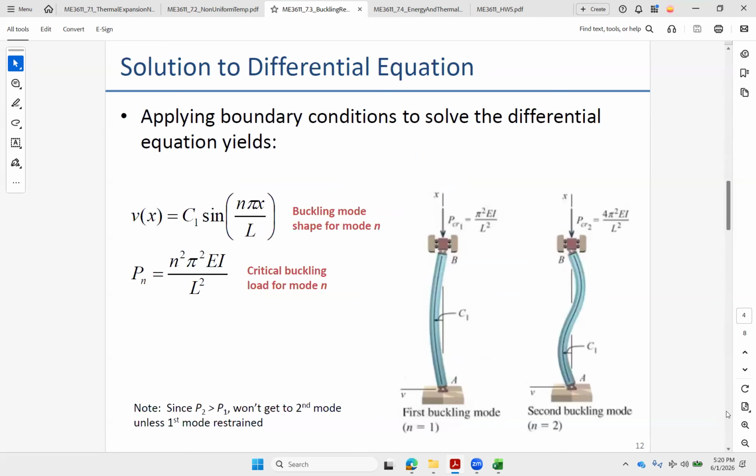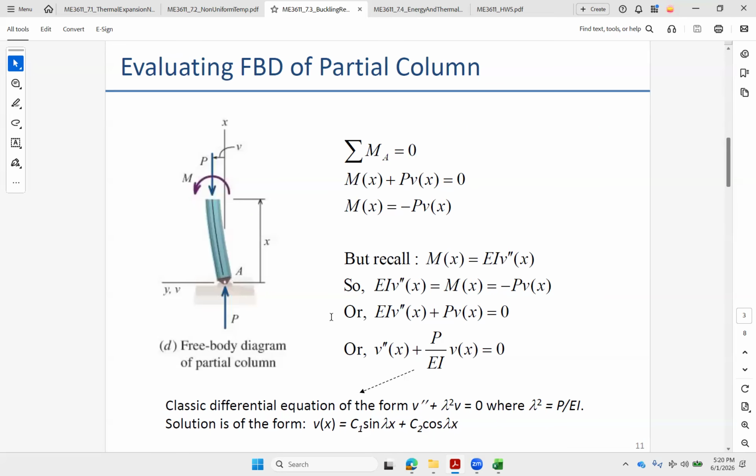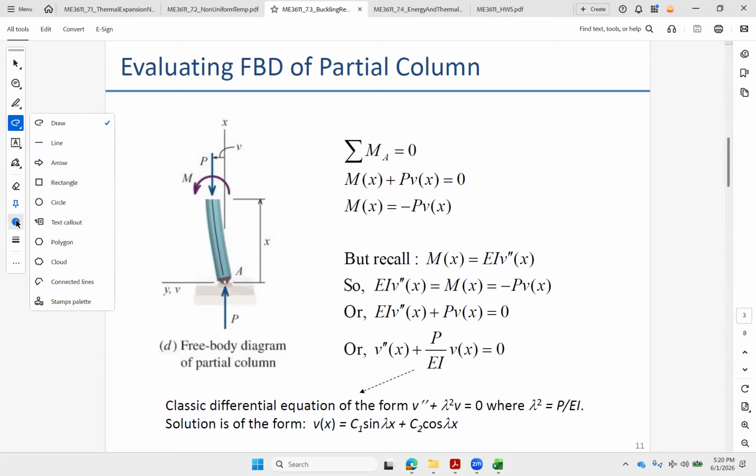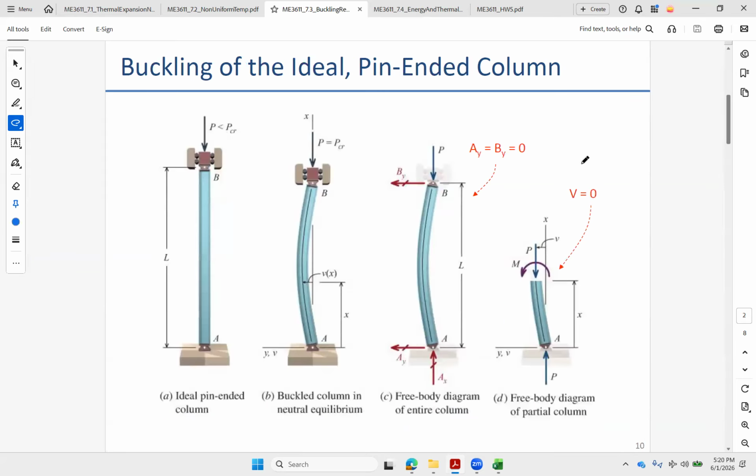Now, boundary conditions. This is our general equation right here, V of X, all right? There's two boundary conditions that we have to work with. Maybe let's go back to the main page here. So over here, one boundary condition I have is that V at 0 has to be 0. We're pinned down at that end, so we're not going to move in the transverse direction down there. And also, V at L has to equal 0 as well, because I've got that other pin joint up at the top.